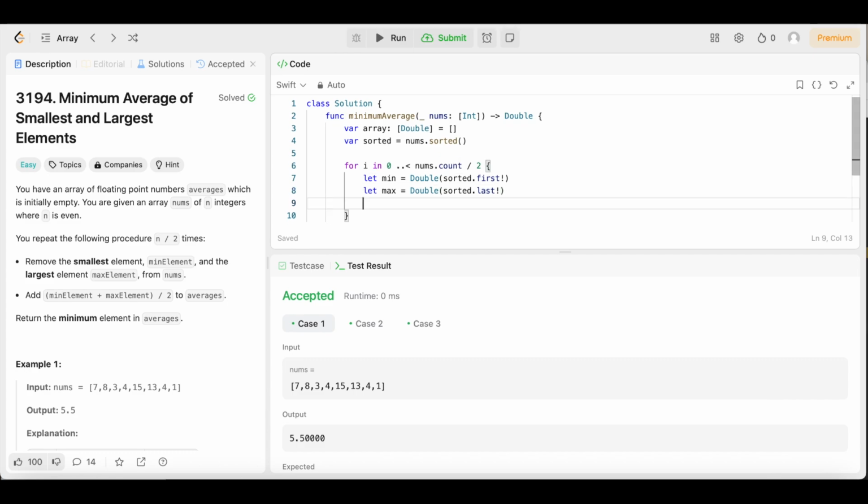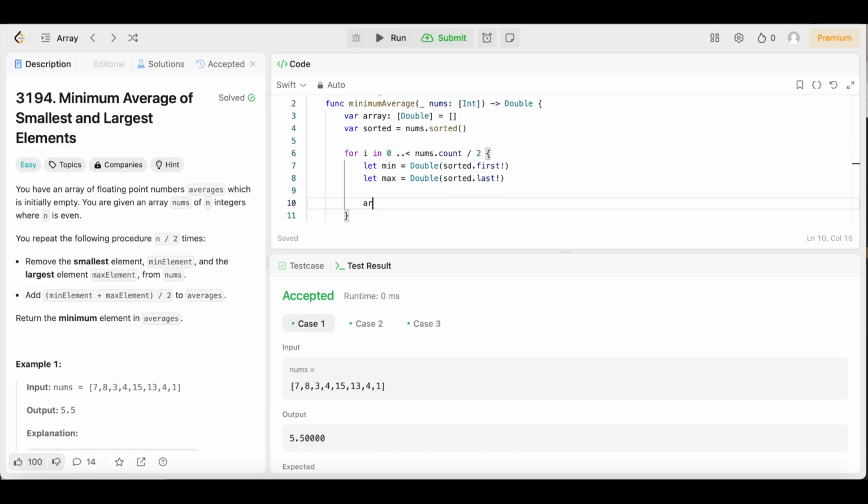Now, once we have the smallest and the greatest, we are going to say array dot append. So we're going to append it to this array that we created up here. We're going to say array dot append, open up the parentheses. We're going to say double because it might have decimals. Then we're going to open up parentheses again and say sorted. Oh no, excuse me, we're not going to say sorted. We are going to say min plus max. So we're going to add these two together.